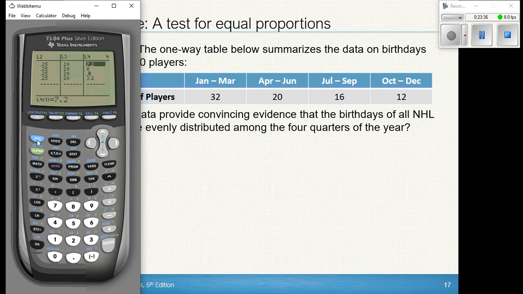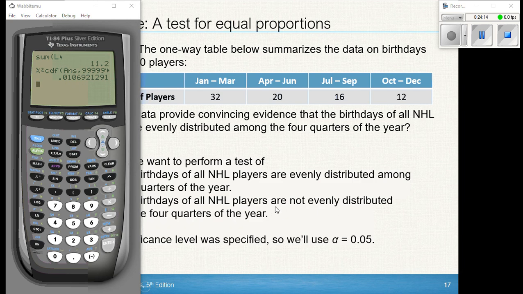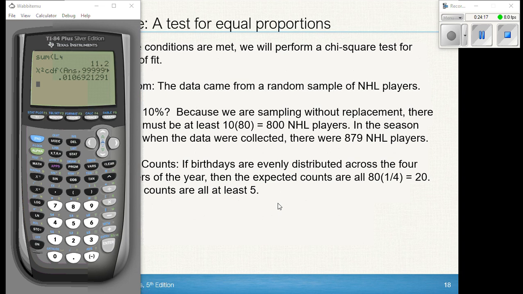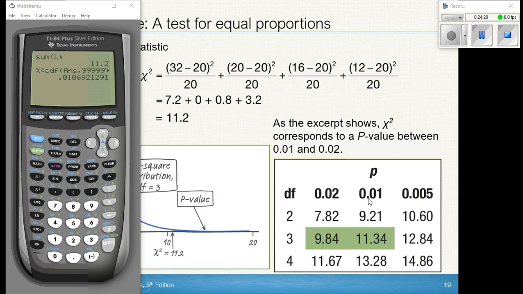That's better. Those numbers will add up to be my chi-squared test statistic. So I go second, list, math, and then add up L4. That's my chi-squared test statistic. And then, kind of like we've done on our other distributions, I can go second distribution, chi-squared CDF, and it's my answer right there, whatever that was. A really big number, 3 degrees of freedom. There's my actual p-value, which of course aligns with what I said over here when I got that it was between 0.01 and 0.02.